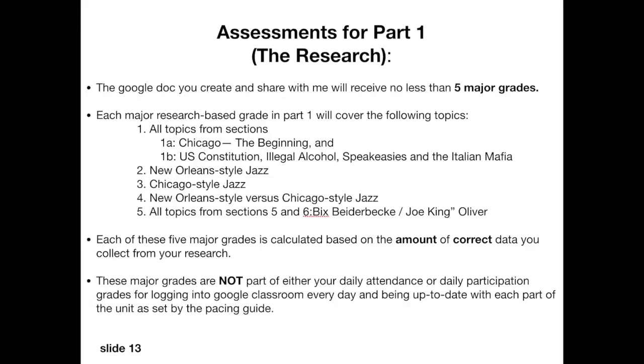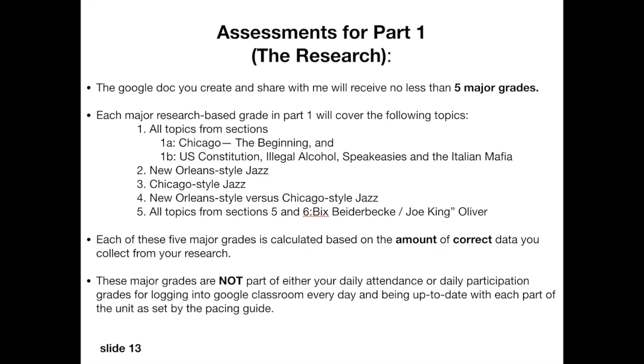Slide number 13, Assessments for Part 1, the research. The Google Doc that you created and shared with me will receive no less than 5 major grades. Each major grade is research-based, and Part 1 will cover the following topics. Number 1, all topics from sections 1, Chicago, the beginning, and 1B, U.S. Constitution, illegal alcohol, speakeasies, and the Italian Mafia.